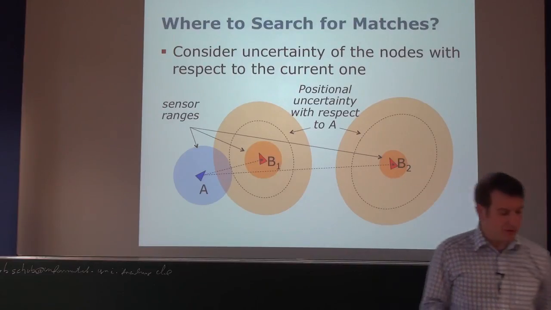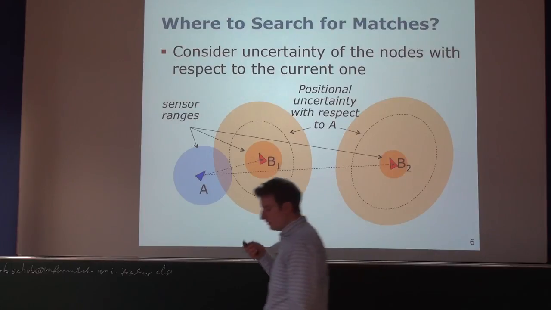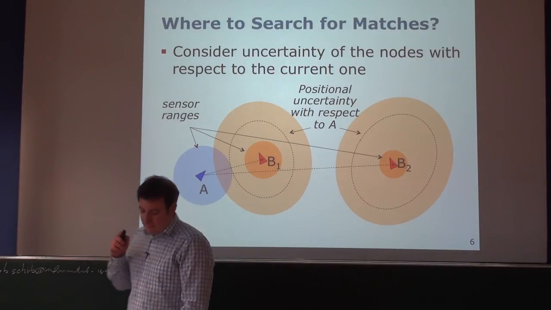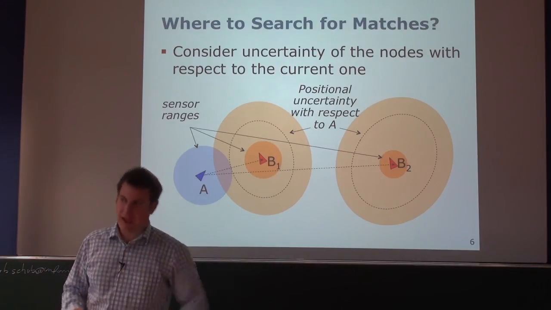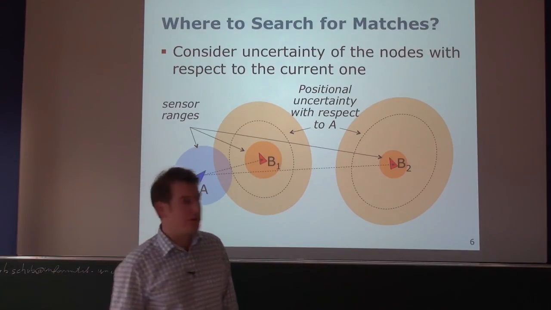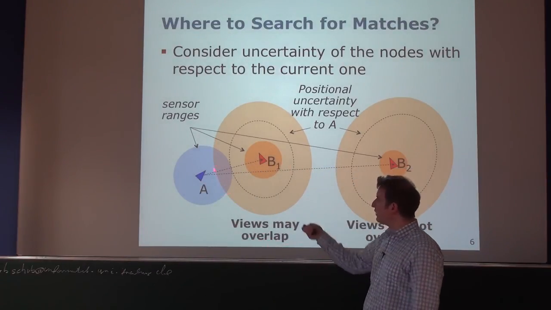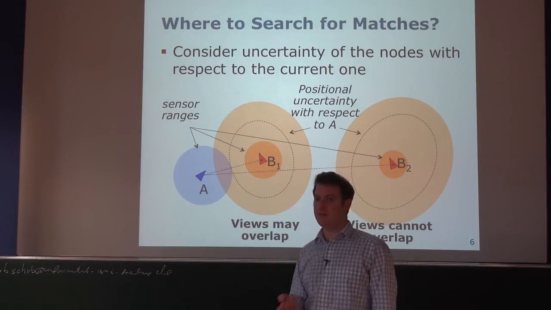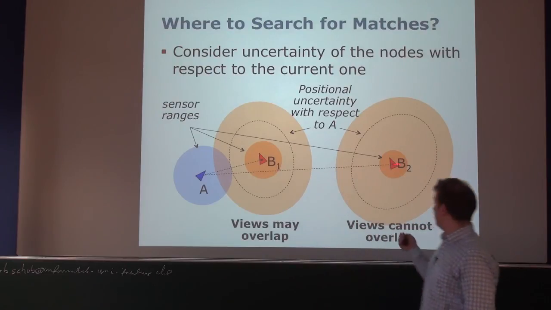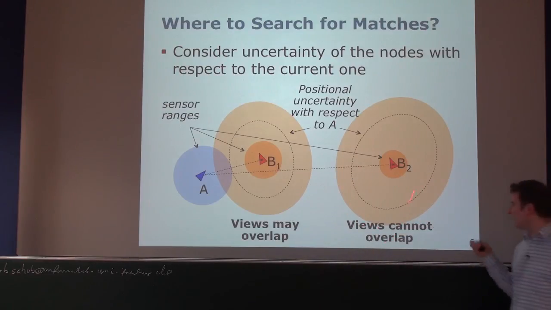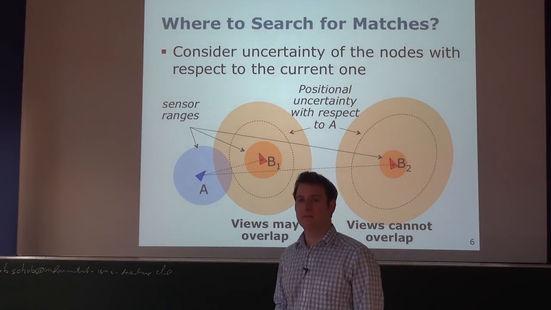So based on the uncertainty estimate that the robot has at the moment about places where it has been in the past, it makes a decision: should I look for loop closing constraints or not. In this case, the views may overlap, so I really need to inspect my sensor data and see if I find correspondences between what I have seen in B1 and what I've seen in A. But here, the views basically cannot overlap, or the probability is so extremely small that I ignore that.